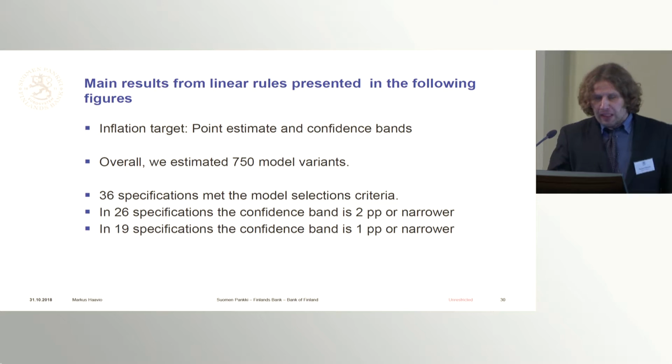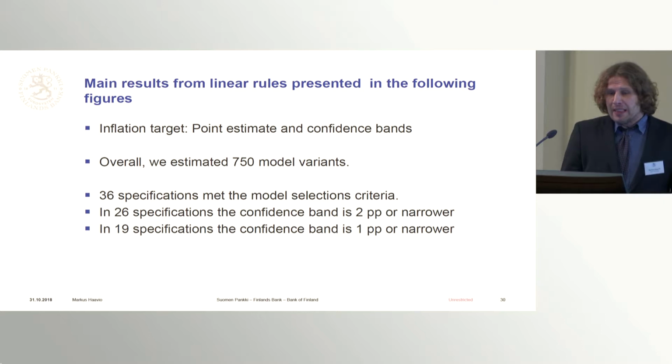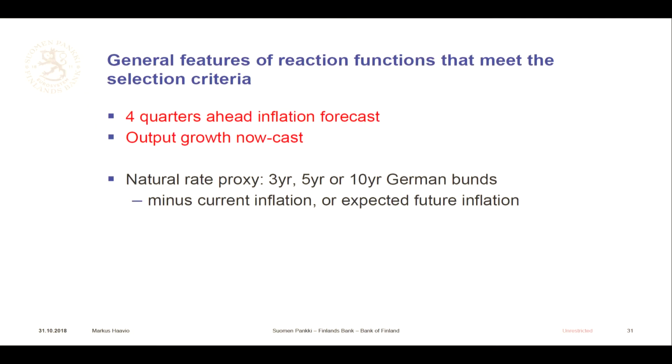We estimated these 705 model variants. Of these, 36 specifications met the model selection criteria. In 26 of these specifications, the confidence band was 2 percentage points or narrower, and in 19 specifications, the confidence band was 1 percentage point or narrower. The general features of the reaction functions that meet the selection criteria are a median-run inflation forecast, the 1-year inflation forecast, which suggests that the ECB uses it. And output growth, either nowcast or 1-quarter-ahead forecast, so very short-term information on output is used. And natural rate proxies tend to be longer-term German bond yields. We also used shorter-term 1-year and 2-year yields, but they do not meet our criteria.